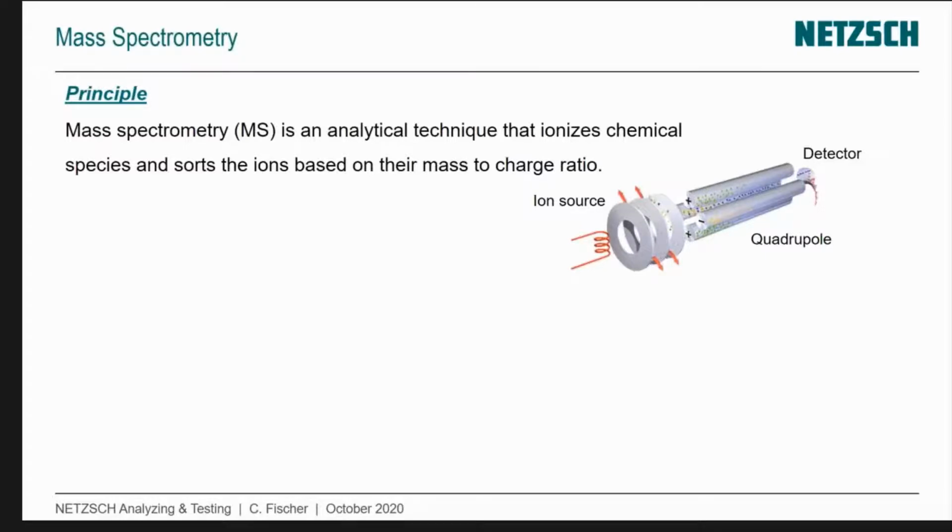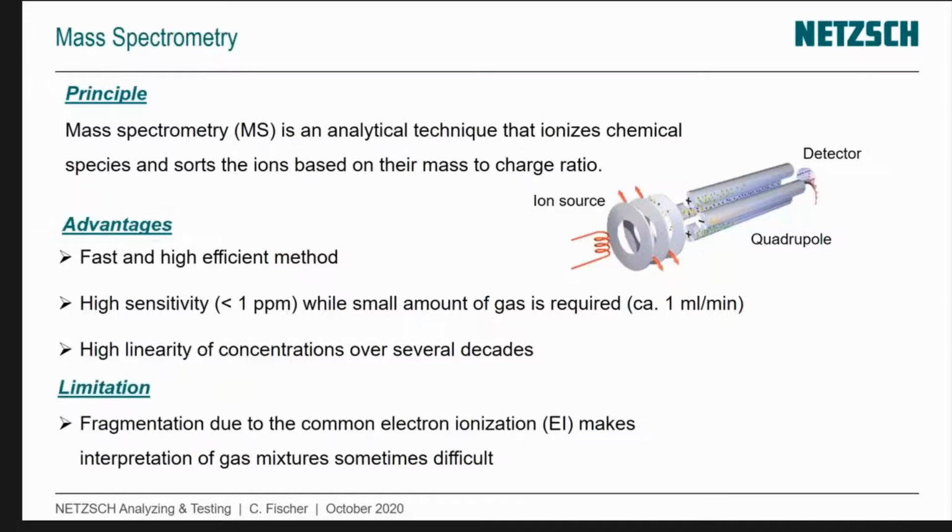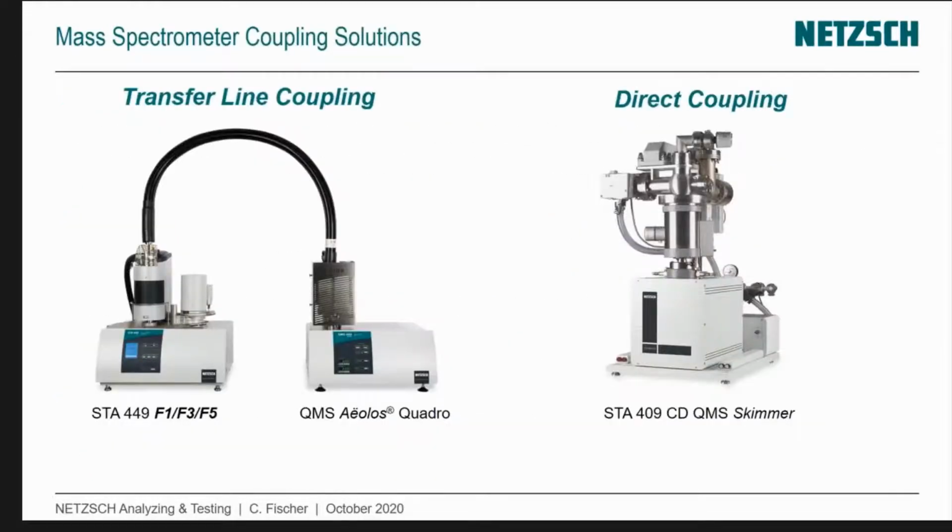Mass spectrometry is an analytical technique that ionizes chemical species and sorts the ions based on their mass-to-charge ratio. The advantage of this method is the fast scanning rate and the high sensitivity. The high linearity enables quantification studies over several decades. On the other hand, the fragmentation, especially of simultaneously released organic compounds, complicates the identification. Also for mass spectrometer coupling, NETZSCH offers different solutions.